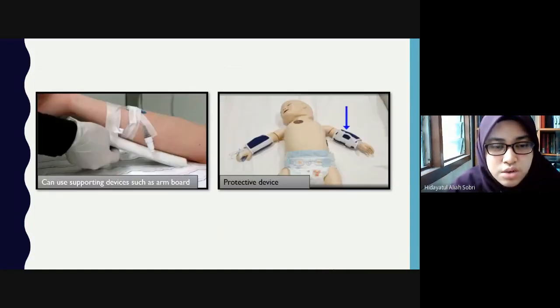This is also for the pediatric patient, we can use a supporting device such as a board to prevent the patient from bending their extremities. Also, we can use a protective device to avoid accidental removal of the intravenous catheter. Next slide.